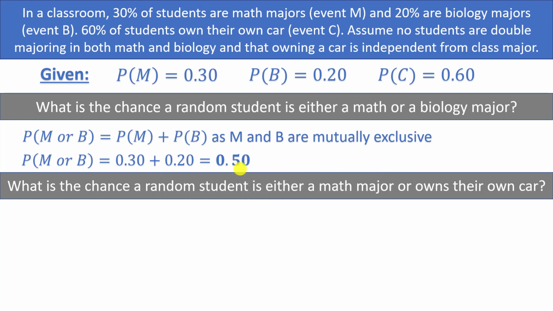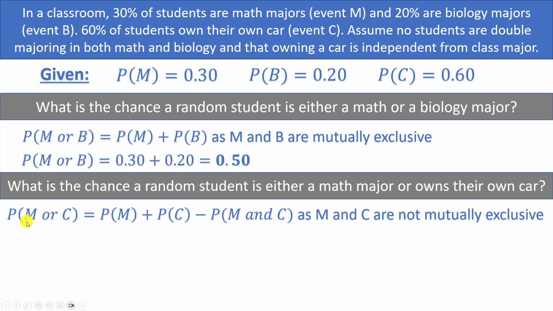What is the chance that a random student is either a math major or owns their own car? Well, presumably it is possible to both be a math major and own your own car. So we would say that these two events are not mutually exclusive. So the formula is going to be the probability of M or C is equal to the probability of M plus the probability of C minus the probability of M and C.